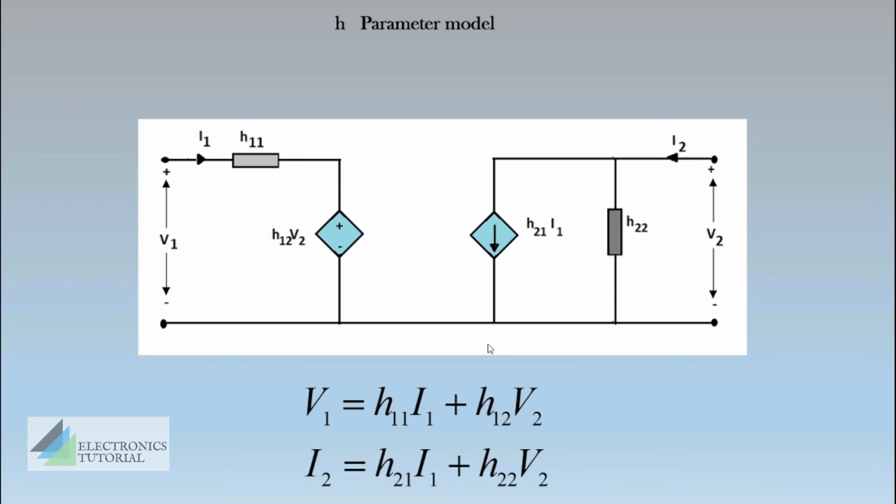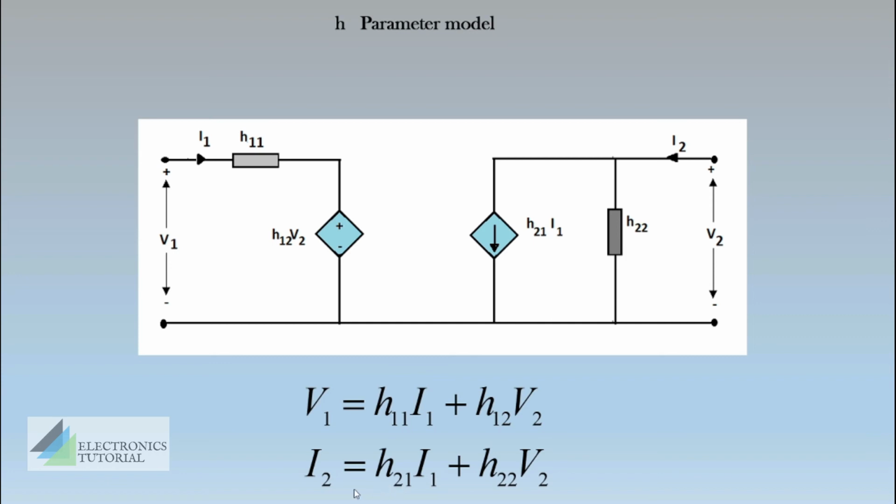Now looking on the second port, the second expression I2 is equal to H21 into I1 plus H22 into V2. H21 into I1 is shown here and H22 into V2 is given like this. H22 is having the value I2 by V2. I by V indicates that this is an admittance term, a reciprocal of impedance. So it is given this symbol.